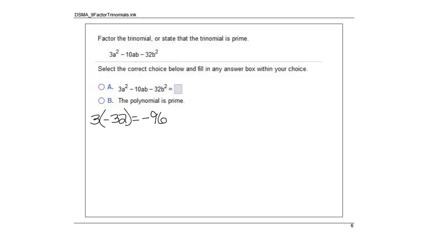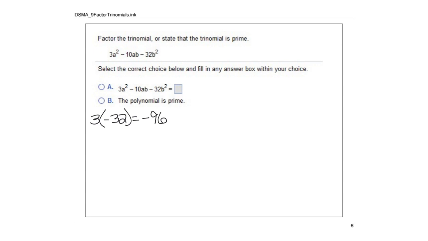All right, we have a little more going on here. We have two variables, so we're going to have to be really careful when we make our box. Let's check for greatest common factor, but it's not going to work. I have a 3, a 10, and a 32. The last two have a 2 in common, but it's not going to work because I have a 3 in front. So we're stuck with all of these.